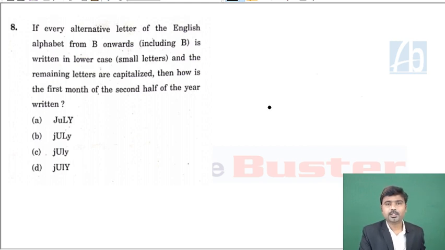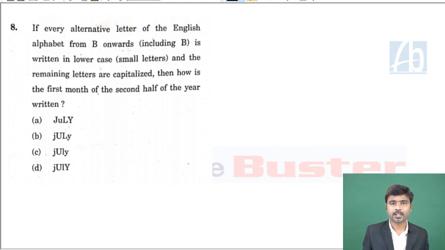Now we are going to discuss the CSAT 2019 question paper. I think it's a very easy question paper. The first one, we are going to discuss the 8th question from C booklet. It is given: if every alternative letter of the English alphabet from B onwards, including B, is written lowercase and the remaining letters are capitalized, then how is the first month of the second half of the year written?